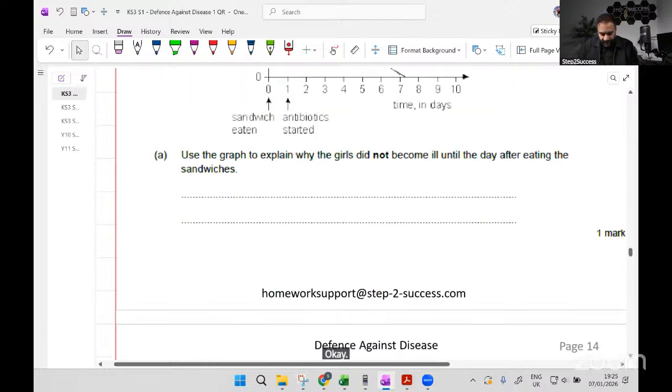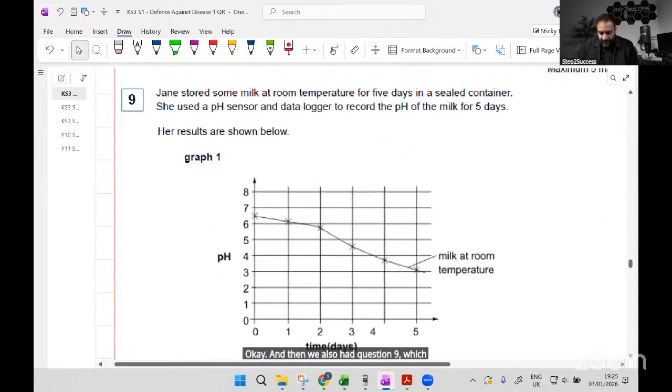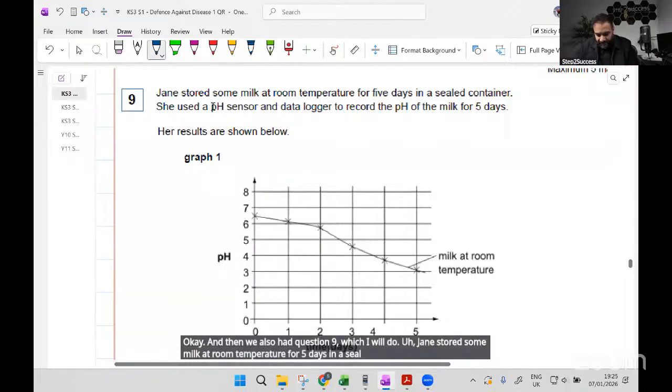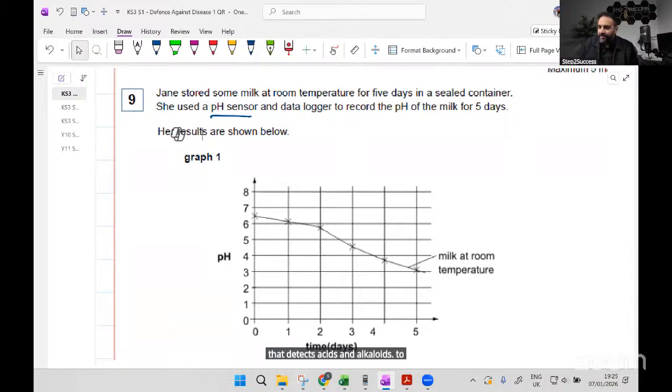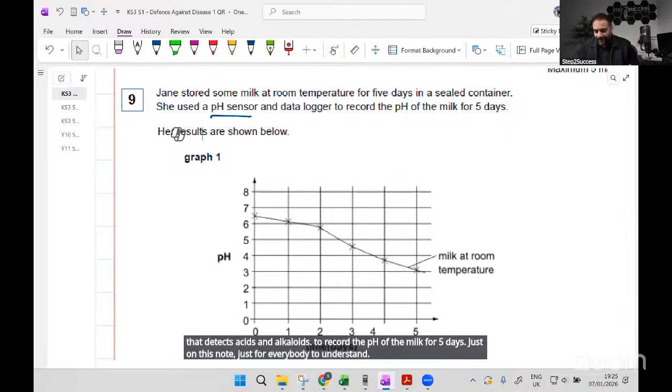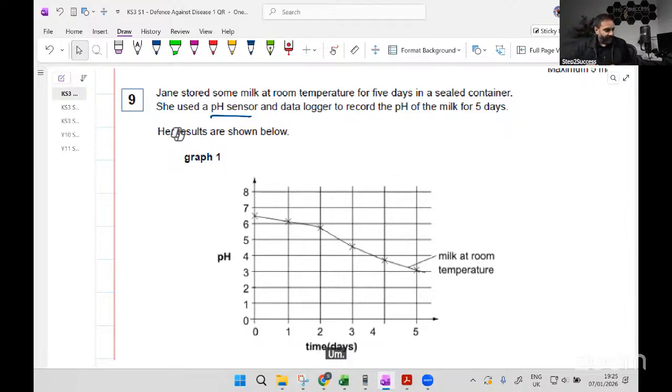And then we also had question nine, which I will do. Jane stored some milk at room temperature for 5 days in a sealed container. She uses a pH sensor, remember that detects acids and alkalis, to record the pH of the milk for 5 days. Just on this note, just for everybody to understand, milk contains fat. Okay, that's what milk contains.